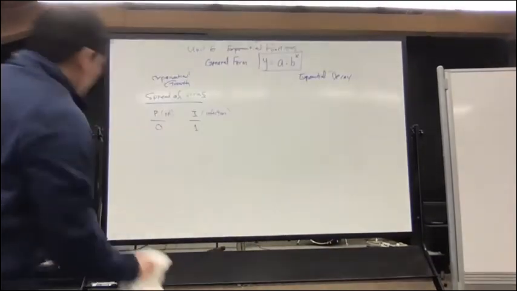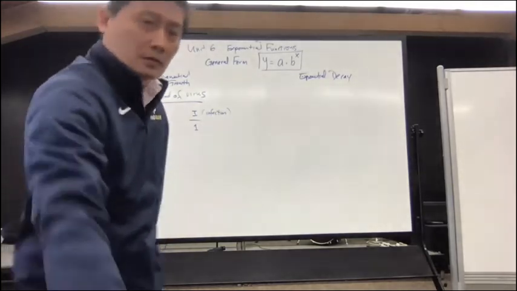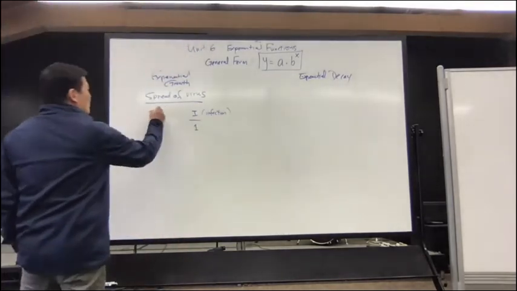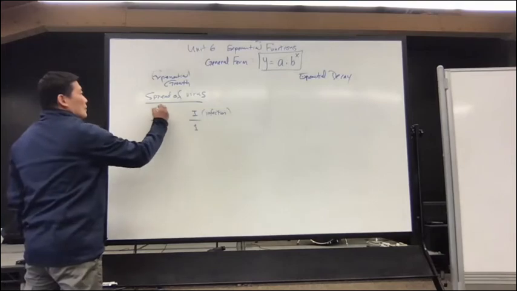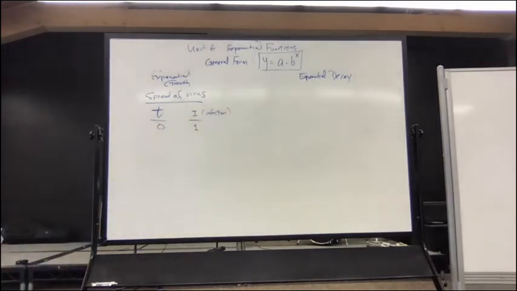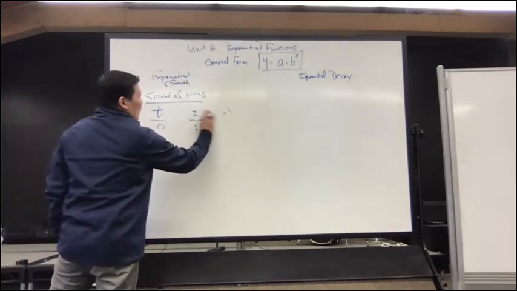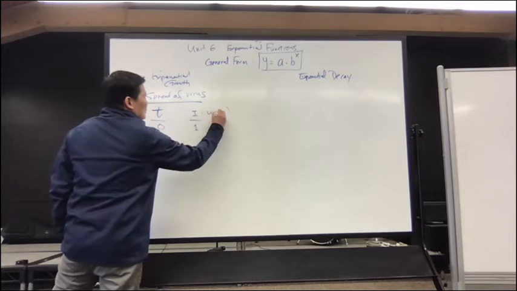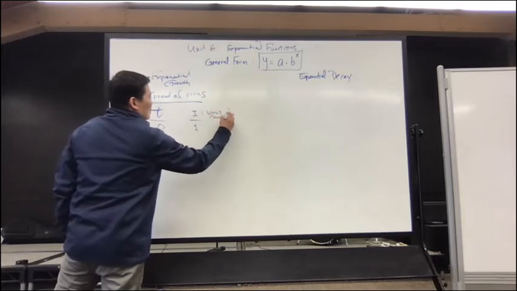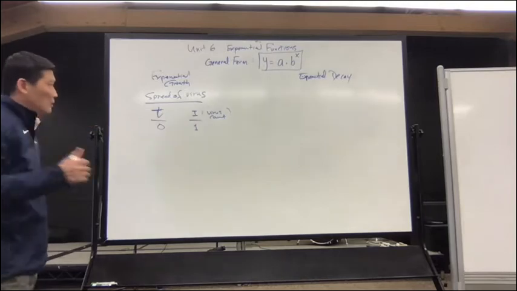Let me do it this way. Instead of people, just do time. I'm going to do time. T. Time T. And maybe just infection, or maybe virus count. Virus count. Okay. When no time has elapsed, there's one virus in our system, in our population.